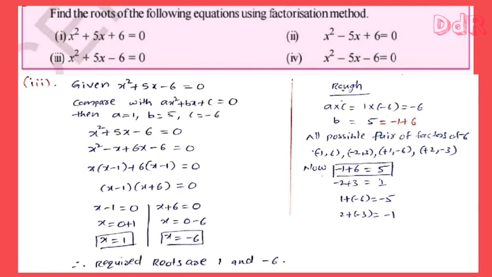So let us express 5 as a sum of two other numbers. To do this, let's write all possible pairs of factors of minus 6. So the possible pairs of factors of minus 6 are minus 1 into 6 is minus 6, minus 2 into 3 is minus 6, 1 into minus 6 is minus 6, and 2 into minus 3 is minus 6. So now add: minus 1 plus 6 is 5, minus 2 plus 3 is 1, 1 plus minus 6 is minus 5, 2 plus minus 3 is minus 1. So here minus 1 plus 6 equals to 5 is suitable for b.